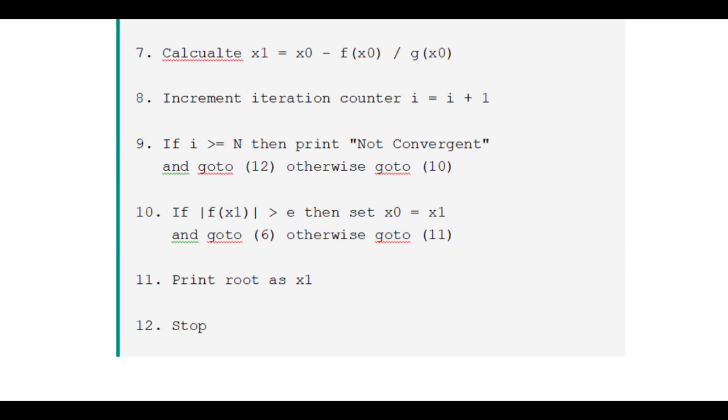If I is more than or equal to n, then print not convergent and go to step 12. Otherwise, go to step 10, which is: if the absolute value of f of x1 is more than e, then set x0 equals x1 and go to step 6. Otherwise, go to step 11, which is to print x1.